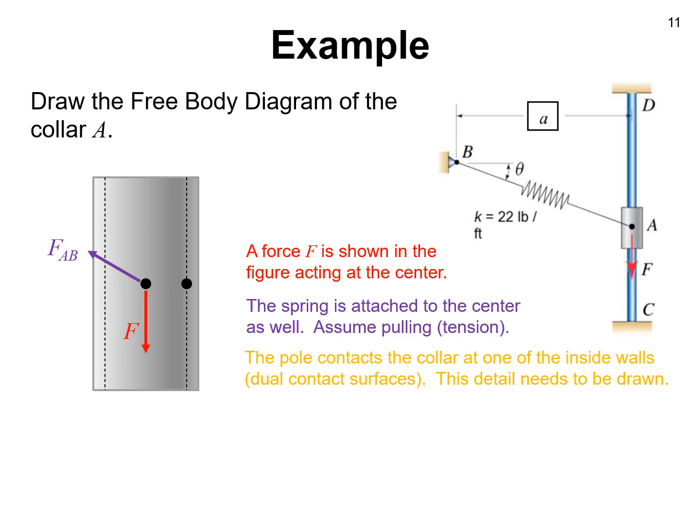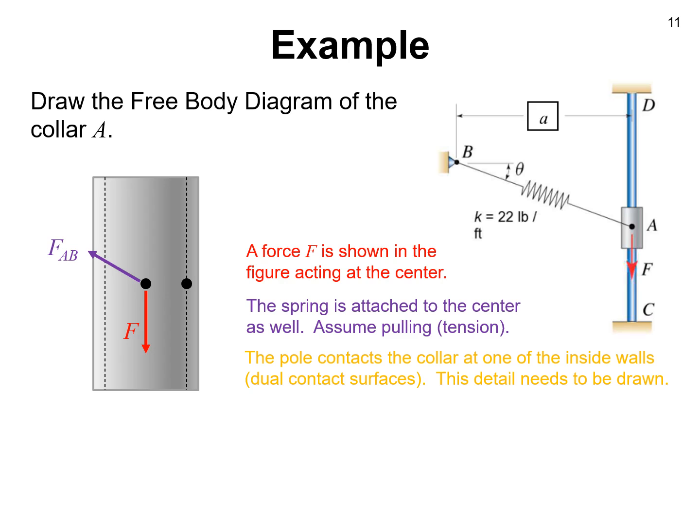As we discussed earlier, when we have two solid surfaces touching each other, unless they're magnetized or glued or welded, they can push but they can't pull. So in this case, I'm going to assume that the pole is pushing on the inside wall of the collar. And then the question is, which way should I draw it?